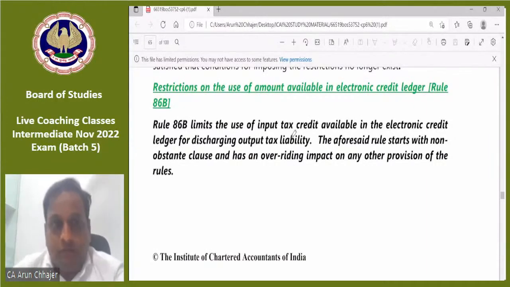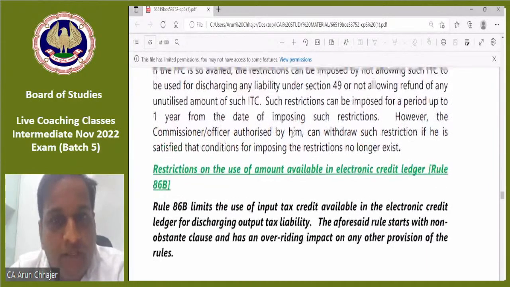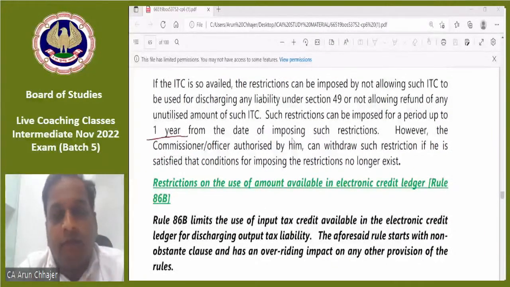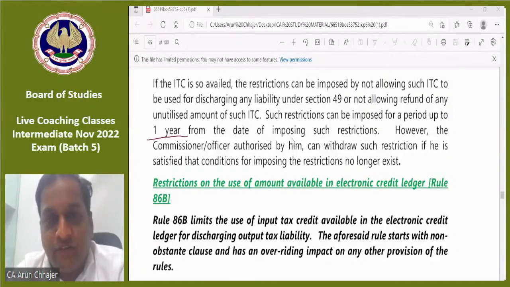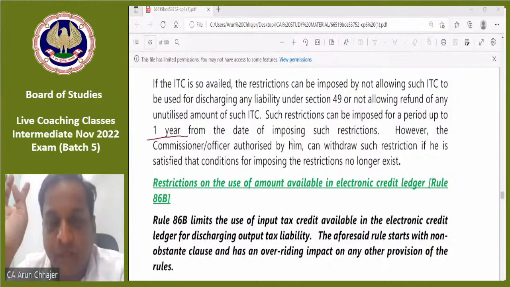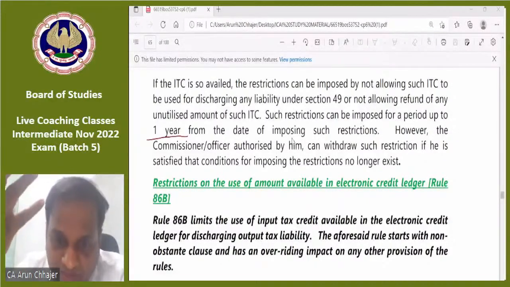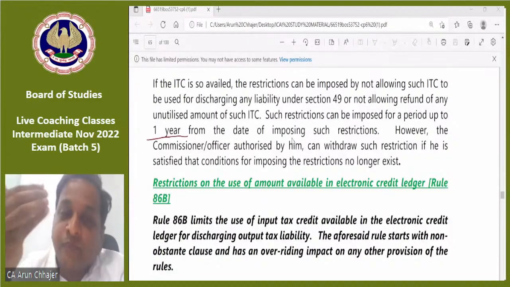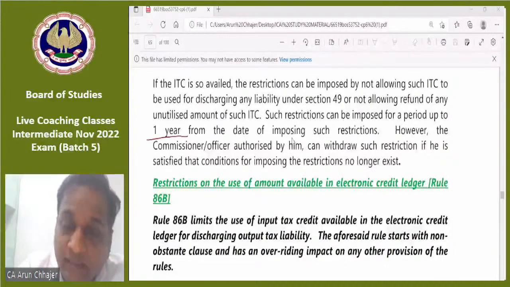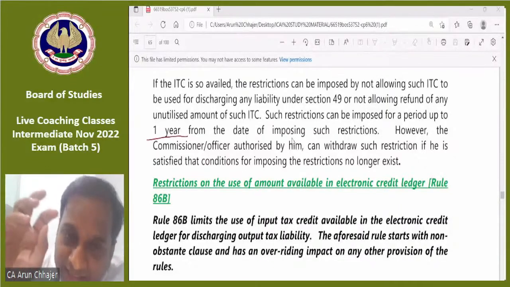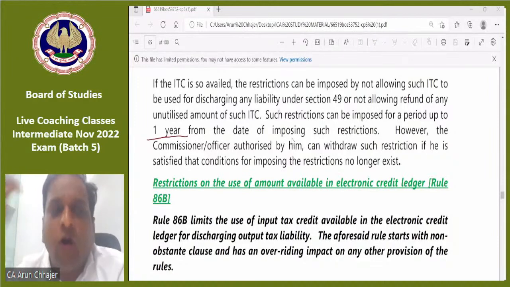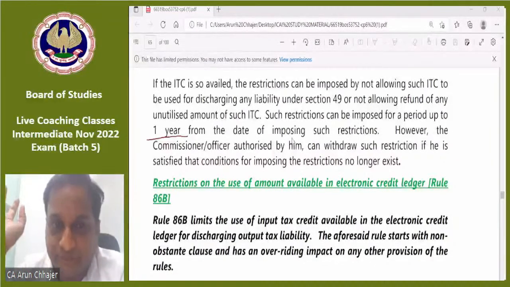This above restriction would be valid for a period of 1 year from the date of imposing the restriction. If action has to be taken, they have to take the action within a period of 1 year. So what is the action? They will identify the case, decide the case, impose the penalty, do the assessment, whatever they like to do. But if my ITC is restricted for more than a period of 1 year, it will automatically open, or I have to request for opening the same.